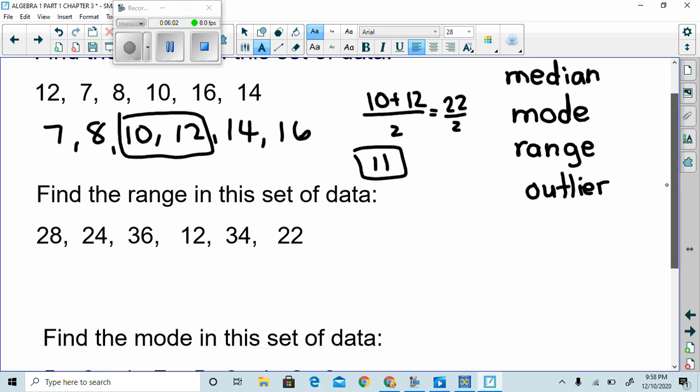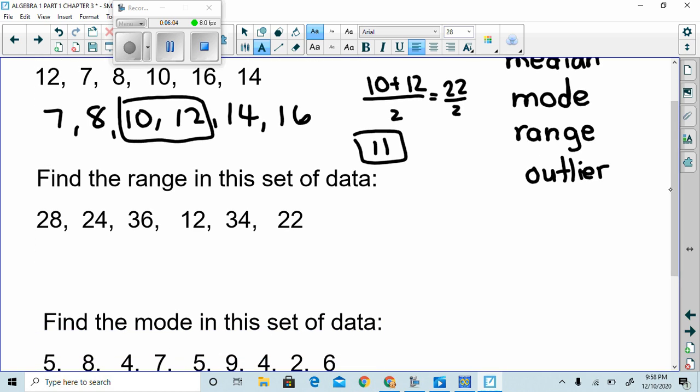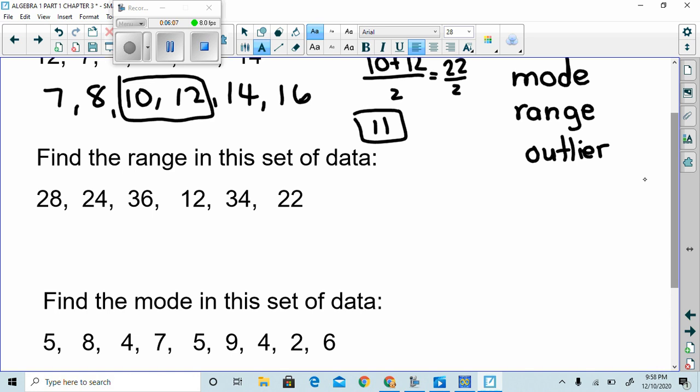Second question. Find the range of the set of data. Now, it's not necessary, but it is helpful to arrange the numbers from least to greatest in order to find the median, to find the mode, to find the range. But you can do this without if you prefer. If I'm looking across, I want to find the greatest number, and I want to subtract from that the lowest number. Okay, so it's the lowest from the highest. And I'll see that will give me 24 as my range.